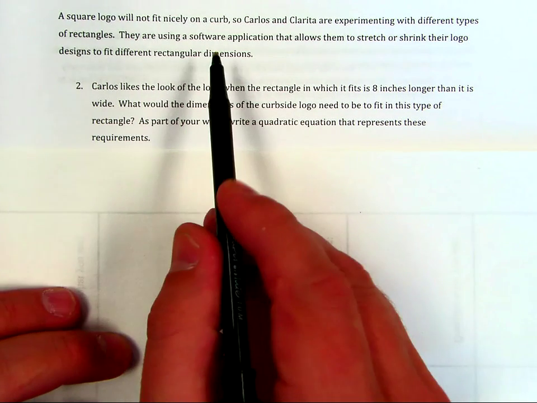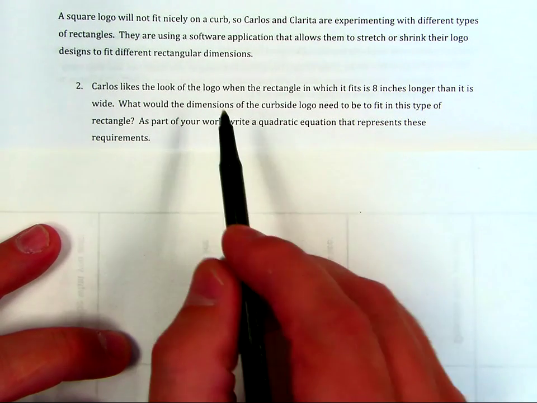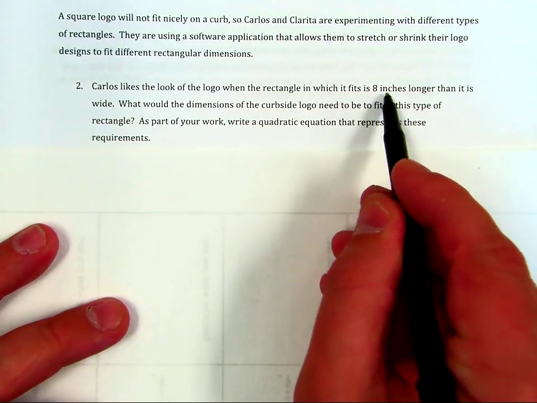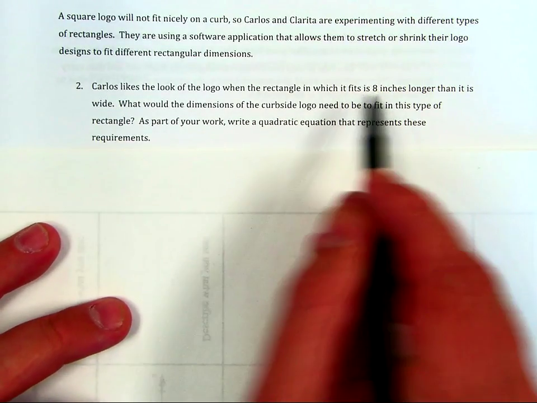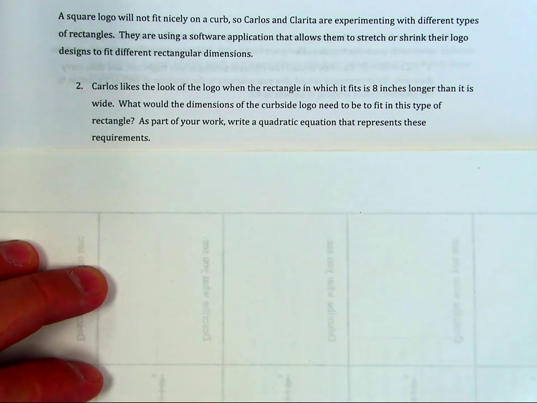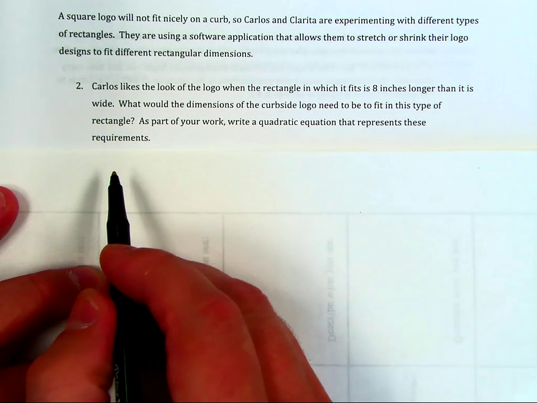So they're trying to figure out which type of rectangle they want for the curbside logo. Carlos says it fits better with one side is 8 inches longer than it is wide. So what would the dimensions be? And they want us to write a quadratic equation to represent this.